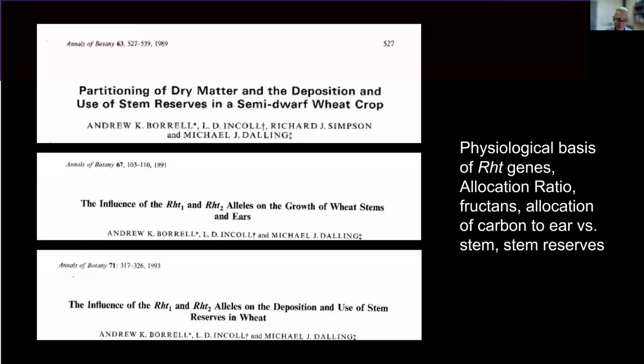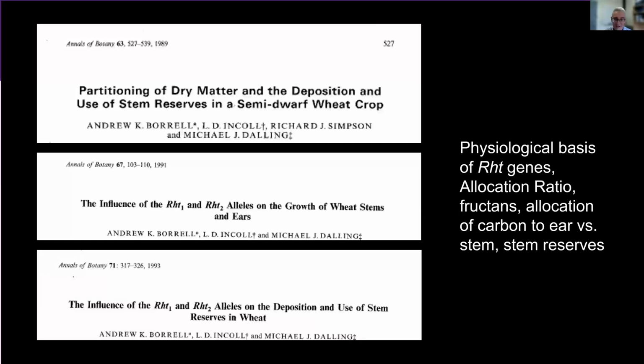We did get round to publishing this work on the RHT genes on the physiological basis of their operation. And these 3 papers in Annals of Botany are special because they're the first scientific papers that I published, and they're always special.